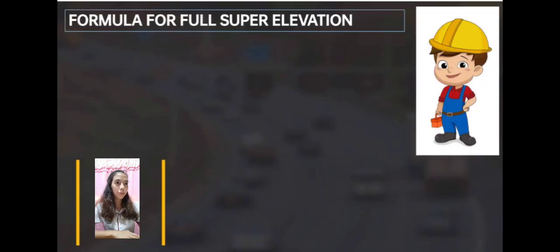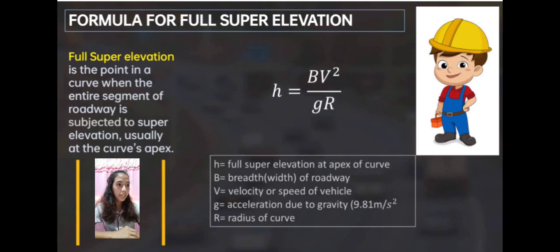So, meron tayong formula for full super elevation. Full super elevation is the point in a curve when the entire segment of roadway is subjected to a super elevation, usually at the curve's apex. So, ito yun: H = BV² / GR, where H is equal to full super elevation at apex of curve. B, breadth or width of the roadway. V is the velocity or speed of vehicle. G is the acceleration due to gravity, which is 9.81 meter per second squared. R is the radius of the curve.